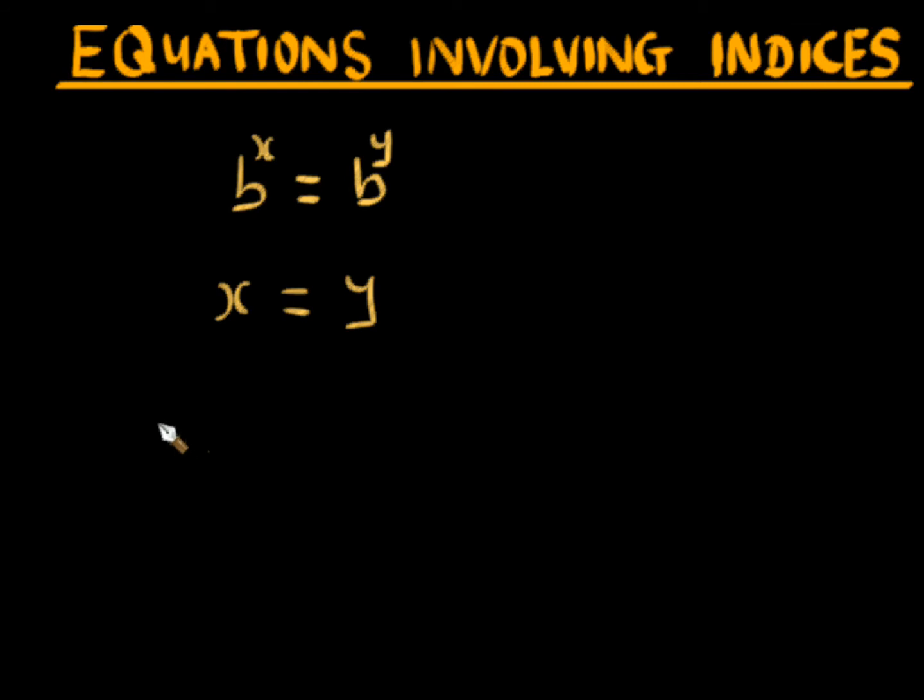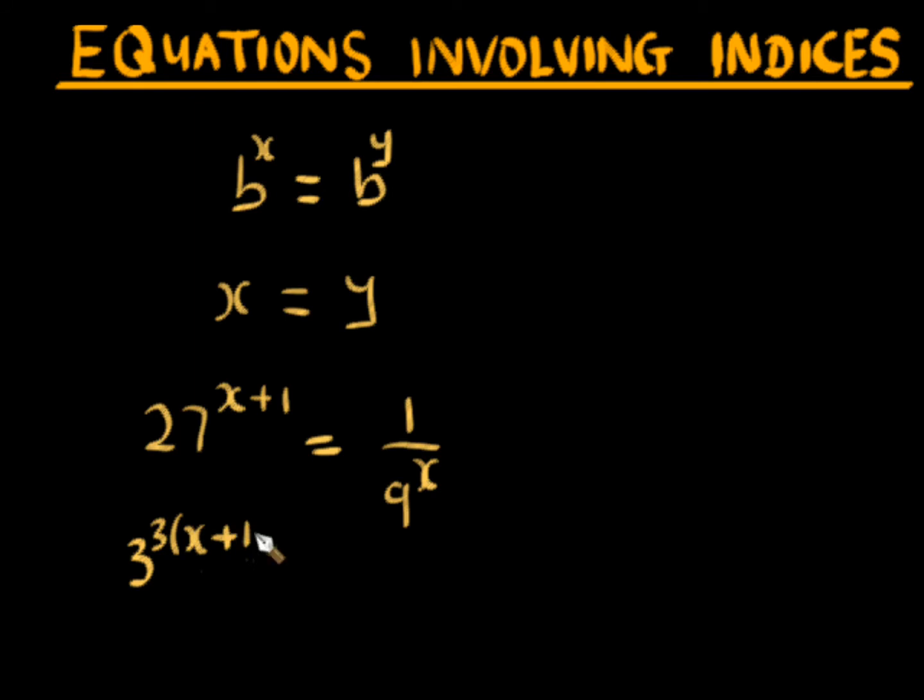Now, we could be given questions such as 27 raised to power x plus 1 equal to 1 over 9x. How do we evaluate this whole piece? Now, we know that 27 in index form would be 3 raised to power 3, because 27 is 3 times 3 times 3. So this gives us 27 as 3 raised to power 3, raised to power x plus 1. Let's not forget our x plus 1. We enclose that in a bracket.